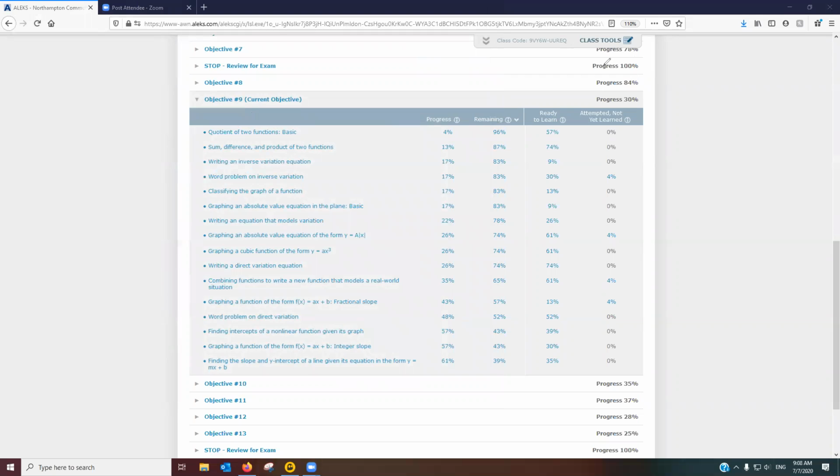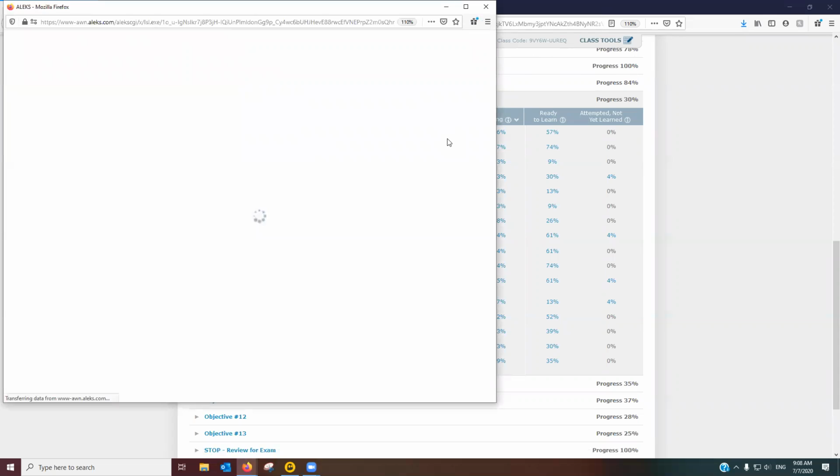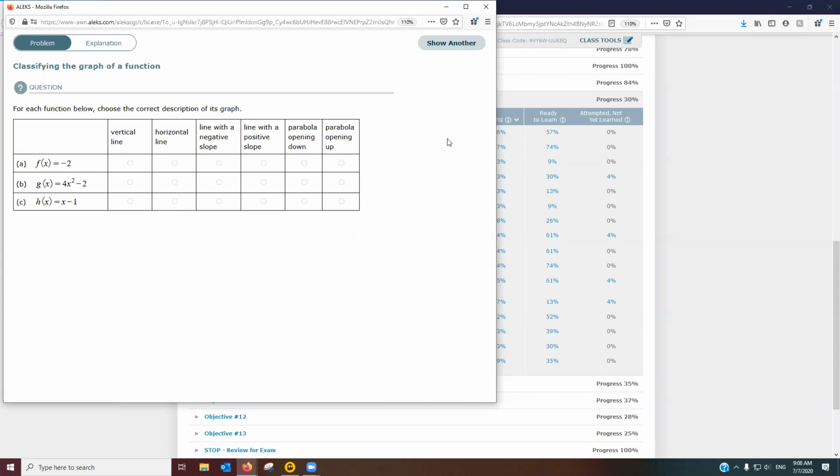Let me go to one more here, classifying the graph of a function. All right, so they're giving me these different functions, and they're asking me to think about the description. Let me give you some general guidelines. Anytime you see f of x or g of x or h of x, you can really think of this as y if you want. So y and f of x really are interchangeable.